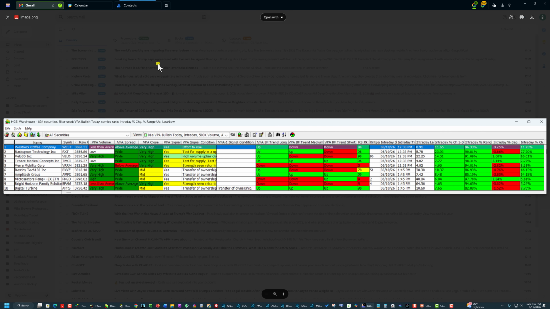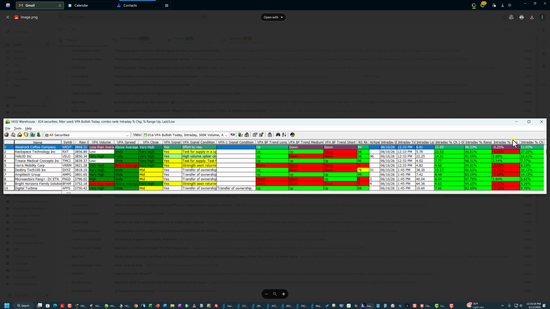What I did is I was using this VPA bullish today intraday, and I sorted on raw combo, and you can see that it was the 10th, and the time was at 12:33 p.m. And I just noticed there was some discrepancy on the intraday time. Anyway, I'll check this next week and make sure everything's okay. But I just want to point out how this information can be used with VPA.